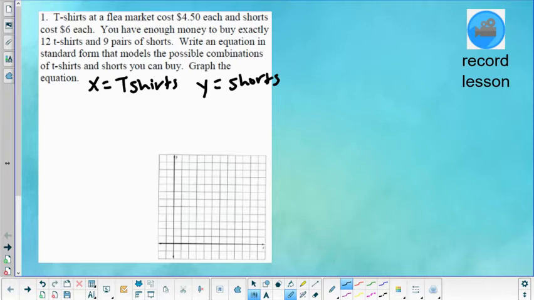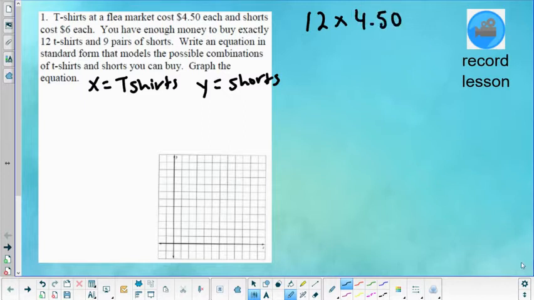All right, next we need to figure out how much money you have, because we know how much each of these things costs, but we don't know how much total money there is. So it says you have exactly enough money to buy 12 shirts and 9 pairs of shorts. So that means 12 shirts. I'm going to do 12 times. The shirts cost $4.50.